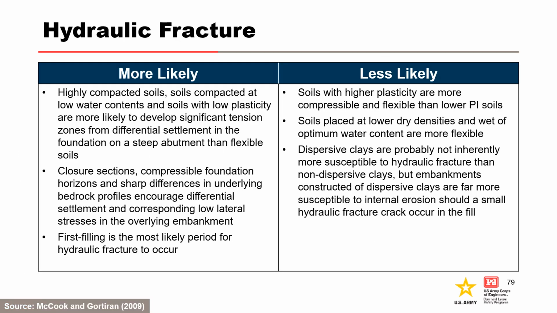This table from McCook and Gortry in 2009 can be used to help assess the likelihood of hydraulic fracture. Finite element programs like GeoStudio SIGMA/W can also help assess the potential for hydraulic fracture in the embankment for new construction. By comparing the predicted lateral stresses to predicted reservoir pressures, the likelihood of hydraulic fracture on first filling of the reservoir can be assessed. The effects of various design parameters, such as degree of compaction, placement water content, removal of foundations, shaping of transverse slopes, and other factors can also be assessed.